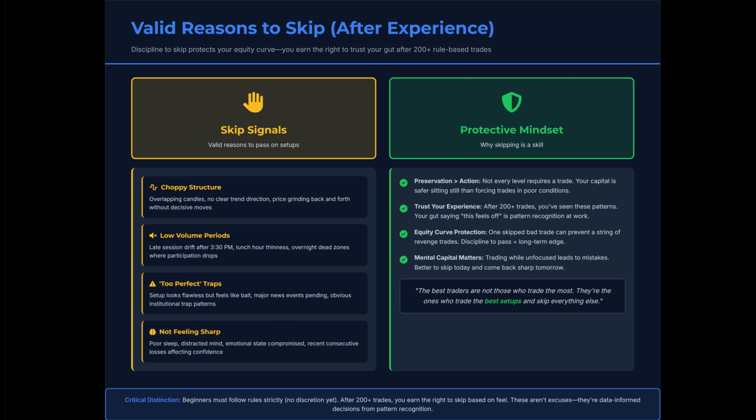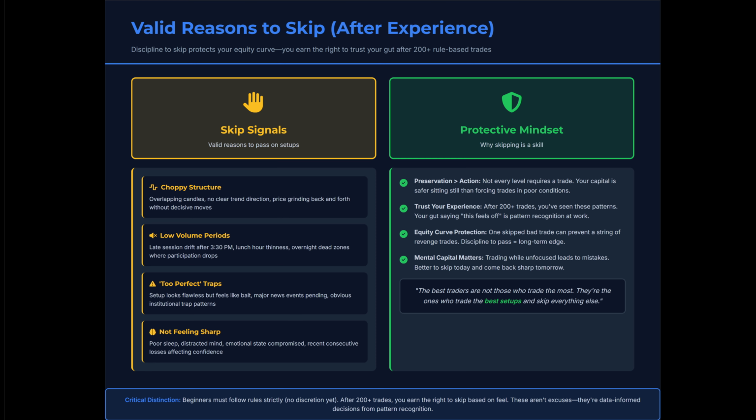Why skip this? Too-perfect setups are institutional bait. When a setup is so obvious that everyone sees it, the smart money knows where the stops are and where the entries are. They can run the stops, trigger the breakouts, and fade the move once retail is fully committed. Major news events add wildcard volatility that can blow through any level regardless of structure.